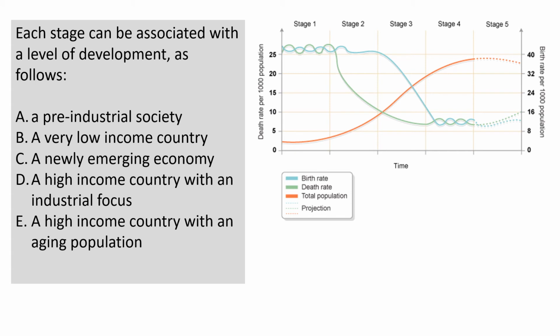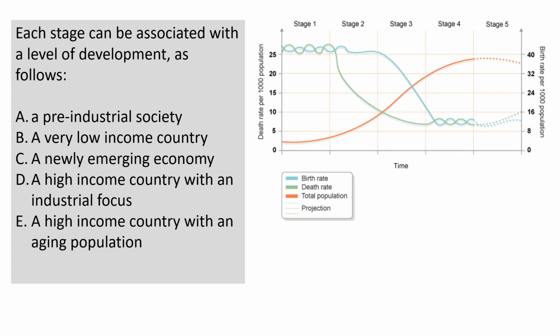So each stage can be associated with its level of development. So A, or stage 1, would be the pre-industrial societies. So they have not got any economy. Stage 1 is totally outside of the economy. They don't earn money, they don't need money because they live hunter-gatherer lifestyles. B would be a very, very low income country. So like you said, Afghanistan.